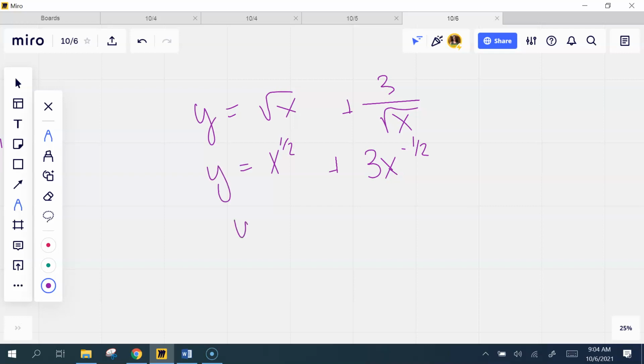So here, the derivative would be 1/2 x. If I subtract 1, I get negative 1/2. If I multiply around here, I get negative 3 over 2x. And then if I subtract 1, I get negative 3x. Same rule there for both of those problems, but some of you just went, what? I don't even know.